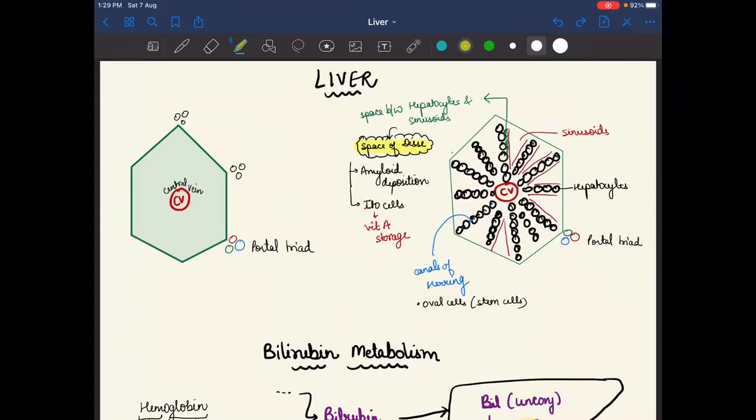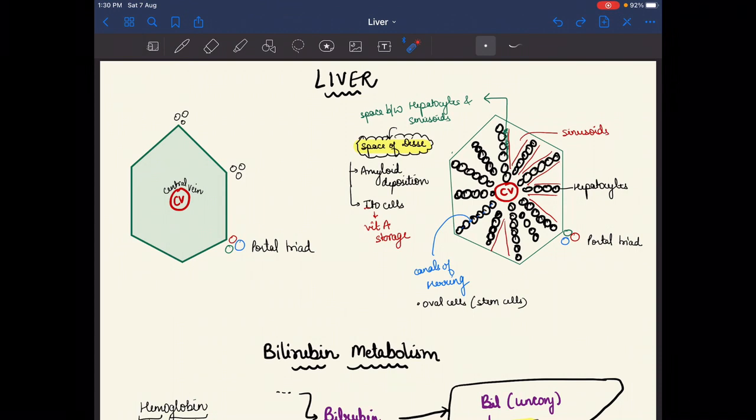Hello everyone, so in this video I am going to cover liver pathology. This is the normal structural unit of the liver. In the center of it there is the central vein, and here is the portal triad, which contains the hepatic duct, lobules and veins.